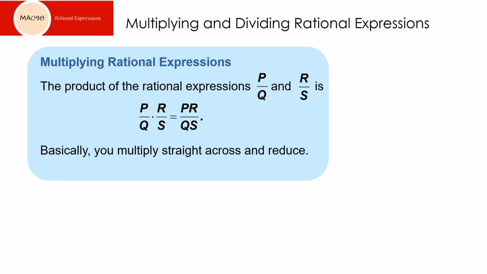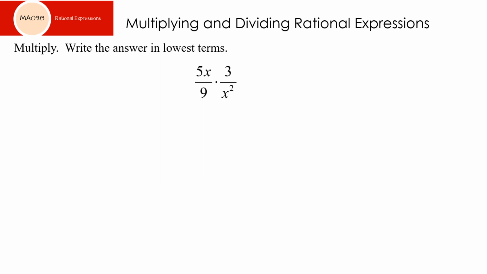Multiplying rational expressions. Remember, a rational expression is just a fraction. So when we multiply fractions, we just multiply straight across, and then we reduce. Multiply, write the answer in lowest terms. So the first thing we're going to do is split everything up into a multiplication. So on the top, I did 5 times x times 3, and on the bottom, I did 3 times 3 times x times x. Next, we're going to slash everything that's the same. So the x's and the 3's. That leaves us with 5 over 3x. And that turns out to be our answer.